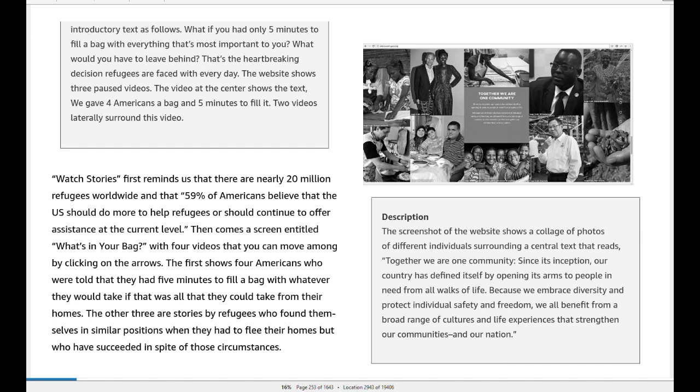The video at the center shows the text, "We gave 4 Americans a bag and 5 minutes to fill it." 2 videos laterally surround this video. Watch Stories first reminds us that there are nearly 20 million refugees worldwide and that 59% of Americans believe that the U.S. should do more to help refugees or should continue to offer assistance at the current level.